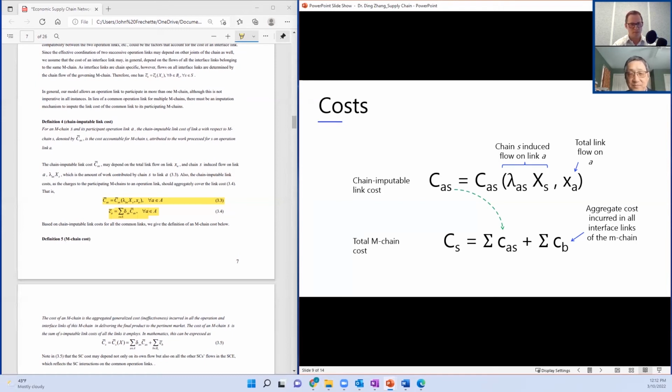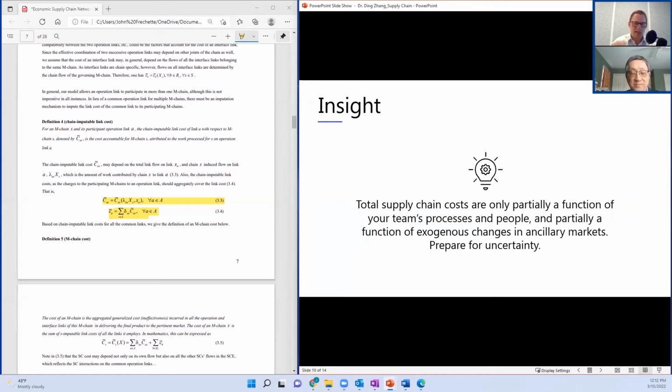Yep, makes sense. And so, the insight here is actually fairly simple, and I mentioned it when going through the model. We can blow through it pretty quickly, but it's really that cost changes are only partially related to your supply chain teams, processes, and people on a particular product, but they're also related to external changes in M chain or supply chain volume more broadly. Sometimes it could be even external to your own company.